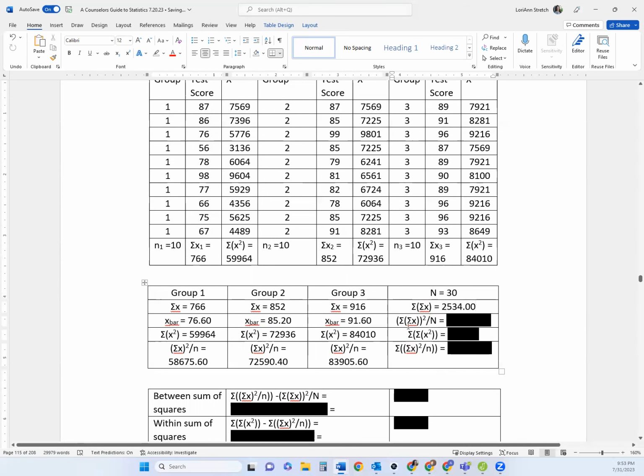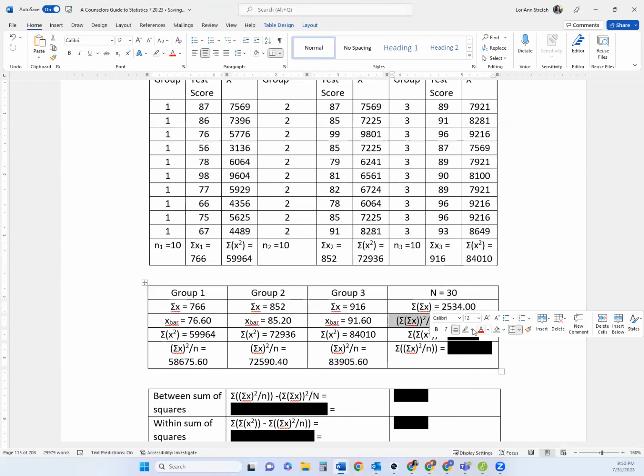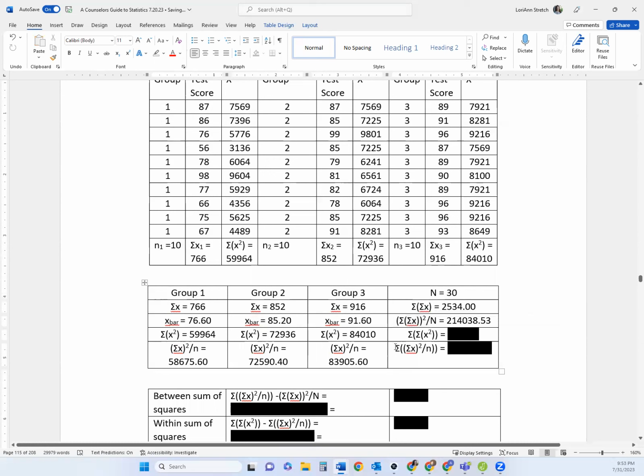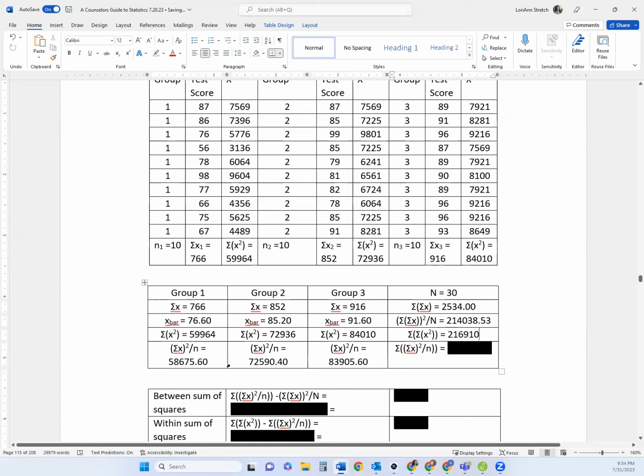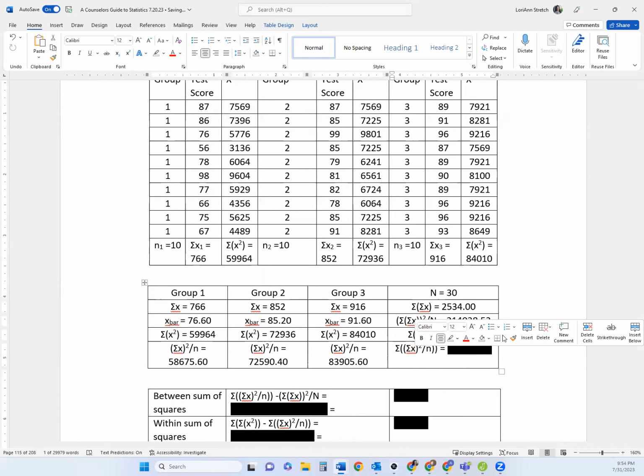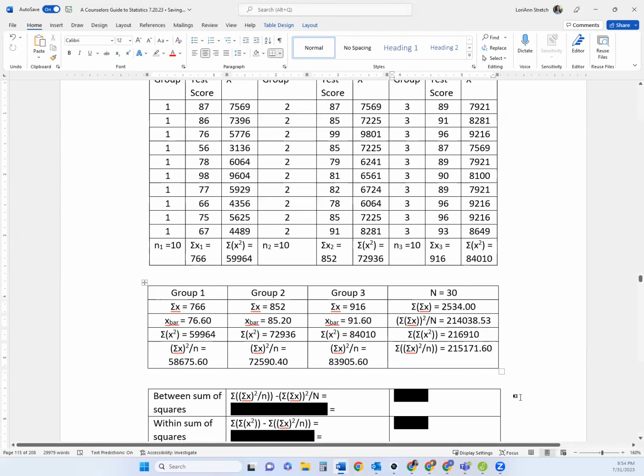Now I'm going to take the summation of X squared divided by the total number in the population. So this summation of X squared, it'd be this. I'm going to take each one of these and add them up. And then I'm going to take the summation of these three and divide by n, which I've already done. So I'm just going to add up those totals.